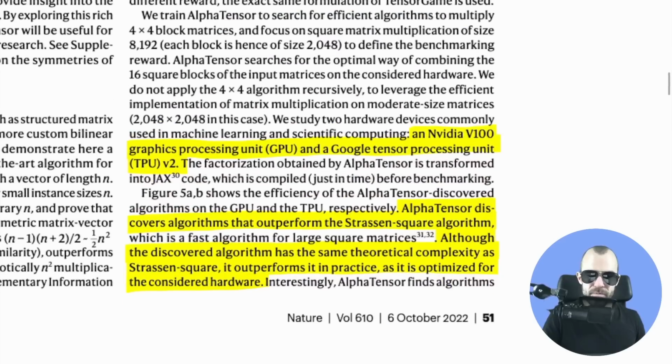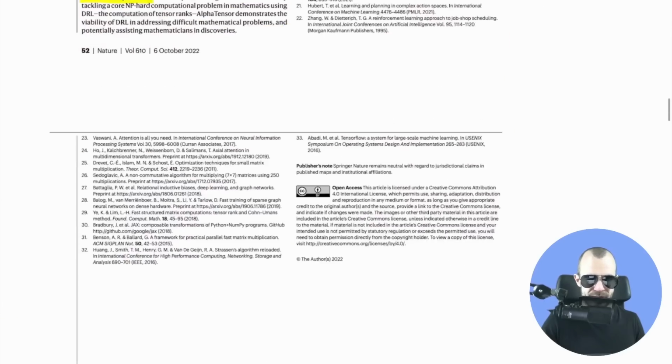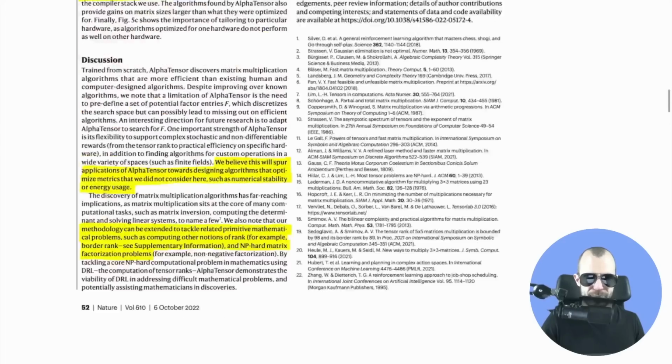So now they take a V100 GPU or a TPU, and they say, you get additional reward if your algorithm is really fast on this particular hardware. Now, the algorithm, AlphaTensor, has no clue of what a V100 is or what happens in there. It's a complete black box to it. I think they even have a diagram right here somewhere that says black box.